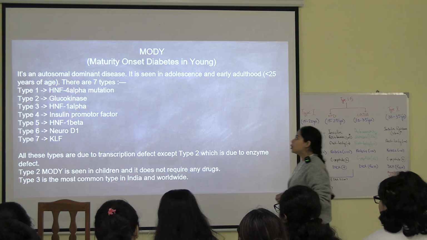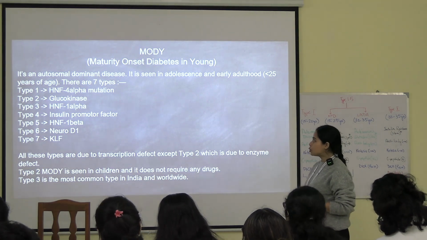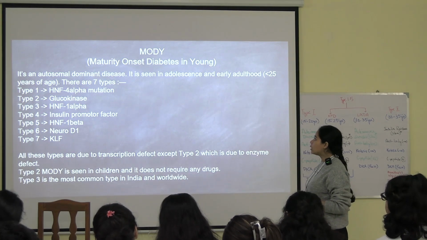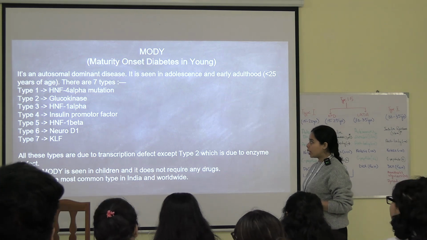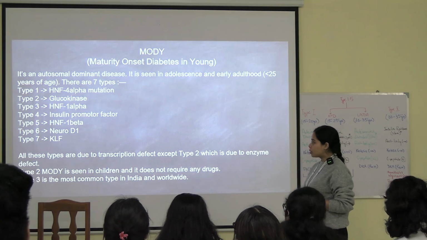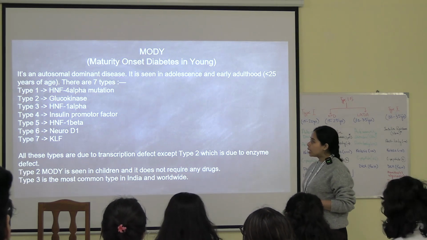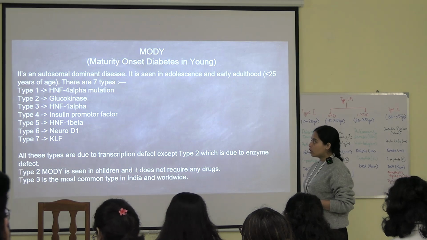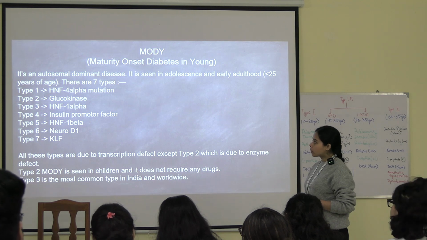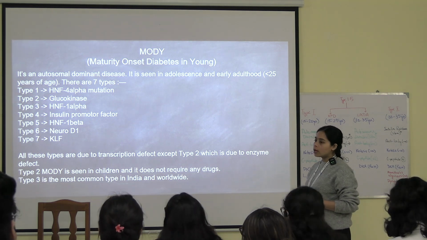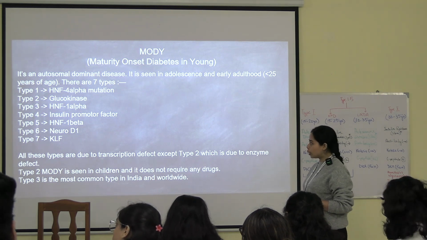So MODY, maturity onset diabetes in young. It's an autosomal dominant disease. It is seen in adolescence and early adulthood, less than 25 years of age. There are 7 types. Type 1, HNF4 alpha mutation. Type 2, glucokinase. Type 3, HNF1 alpha. Type 4, insulin promoter factor. Type 5, HNF1 beta. Type 6, NeuroD1.